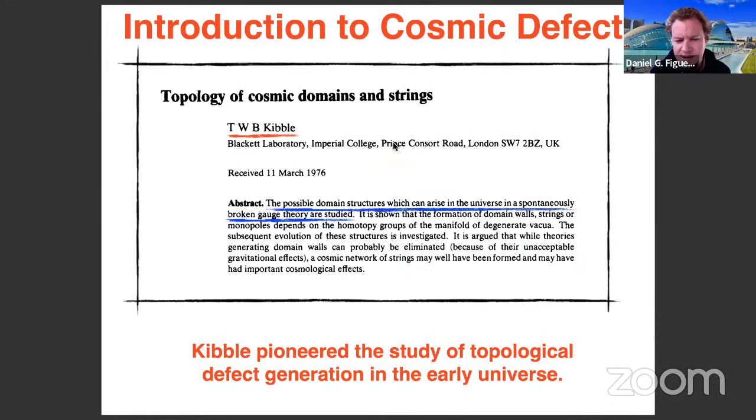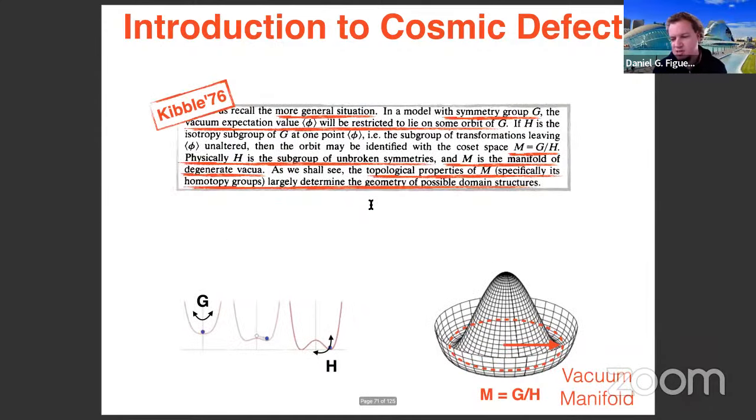They were pioneered by Tom Kibble, that was the person who introduced them in the cosmological literature, more than 40 years ago. Because he understood that under certain circumstances, in spontaneously broken theories, domain structures that are called cosmic defects may appear in the universe. So what is this about?